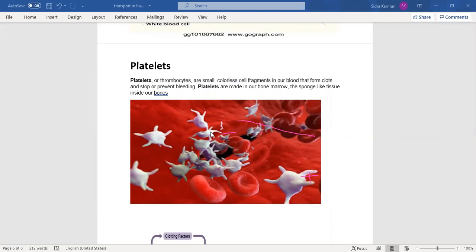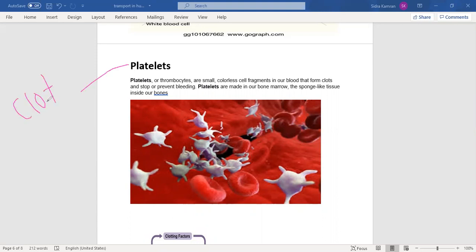Platelets are also called thrombocytes. Red blood cells are also called erythrocytes. White blood cells are also called leukocytes, and platelets are also called thrombocytes. These are the other names of these components of the blood. Why do platelets have a very important function? Platelets help to clot the blood.